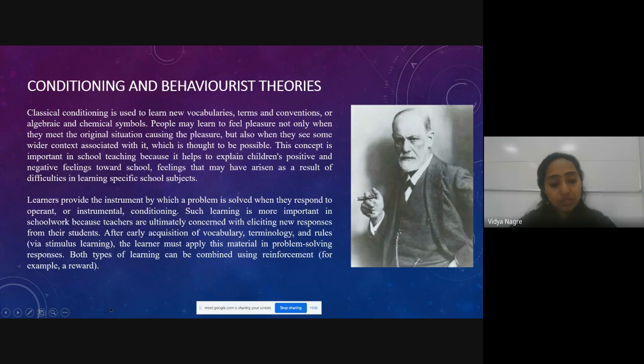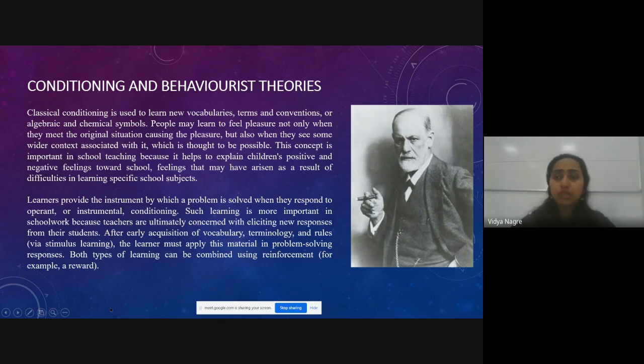After early acquisition of vocabulary, terminology, and rules via stimulus learning, repetitive practice or drilling, and giving proper stimulus and response, the learner must apply this material in problem-solving responses. For example, a child has learned a formula. Now the child should be able to apply that formula in solving a mathematical problem. Both types of learning can be combined using reinforcement, for example, reward. So you can give reward as a kind of motivation.